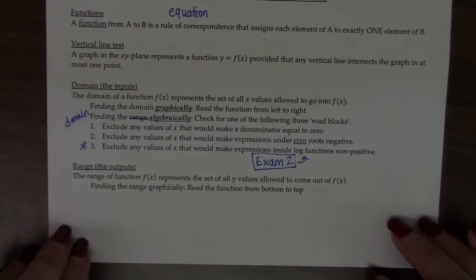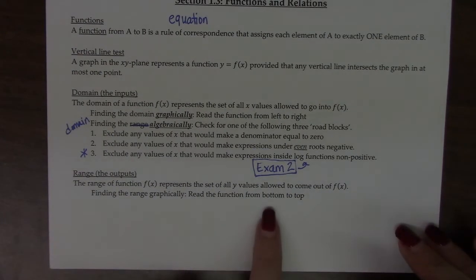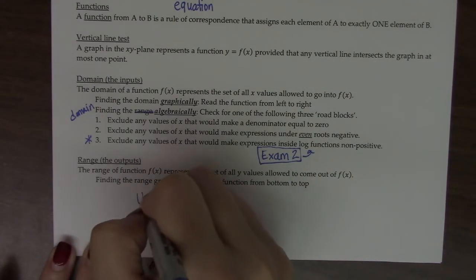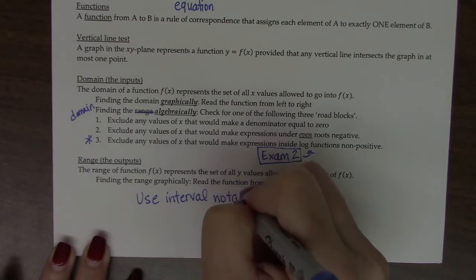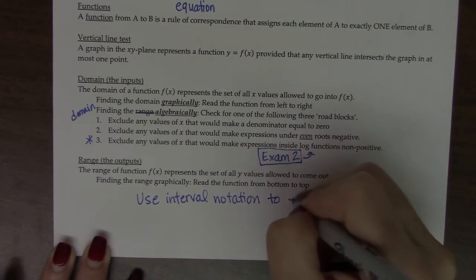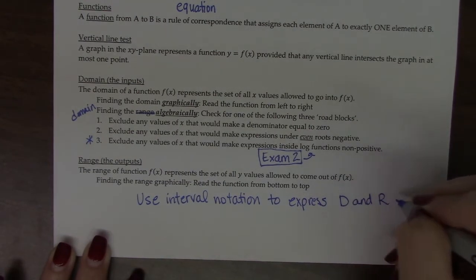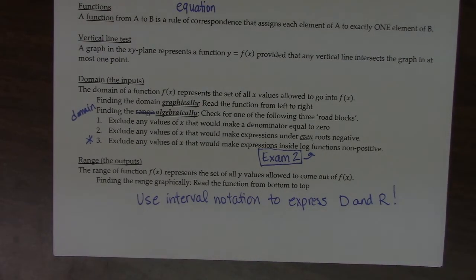The range are the outputs, or the y values, that come out of a function. For range, we don't really have a method yet where we can look at the range algebraically. Typically, we read the range off of the graph, and we do that by reading it from the bottom to the top. Now keep in mind, when you express domain and range, we're going to use interval notation to express domain and range, right? And I'm going to do some examples where we explain exactly how to use that properly.